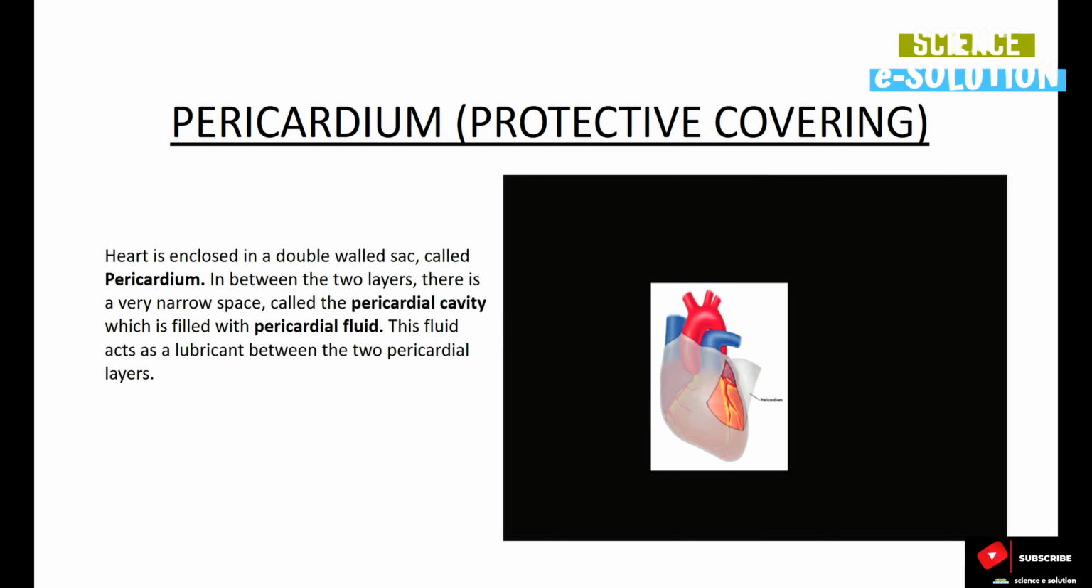So our heart is enclosed in a double-walled sac, which is called the pericardium, and there are two layers, the outer fibrous layer and the inner serous layer. In between the two layers there is a very narrow space called the pericardial cavity, which is filled with the pericardial fluid, which acts as a lubricant between the two pericardial layers. That's why there is no friction between the heart walls and the surrounding tissues, which allows the heart to move smoothly.